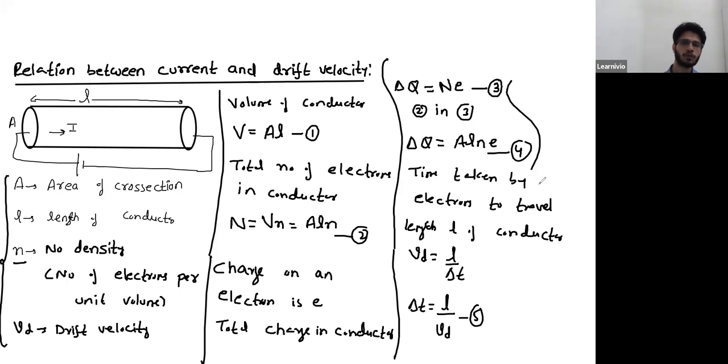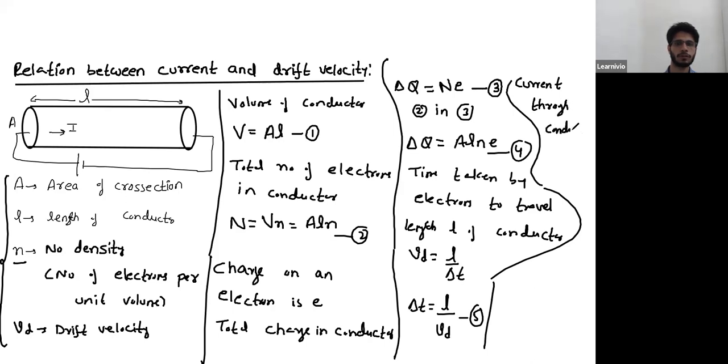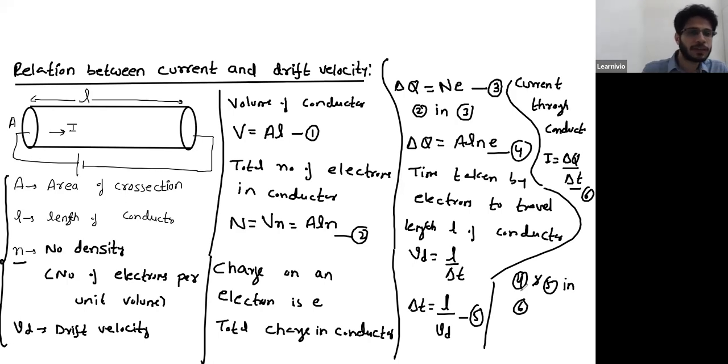Okay, Jovana, how would you calculate current? You have charge, you have time. How would you calculate current through conductor? I equal to delta Q over delta t. I call this as equation number 6. So I can substitute 4 and 5 in 6. Just substitute and get the value of current. And as expected, the current should be proportional to drift velocity. Do it now.